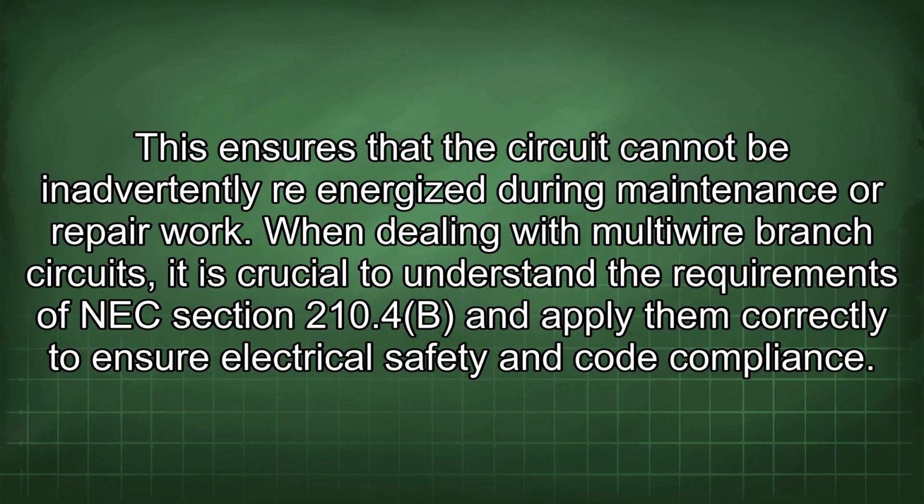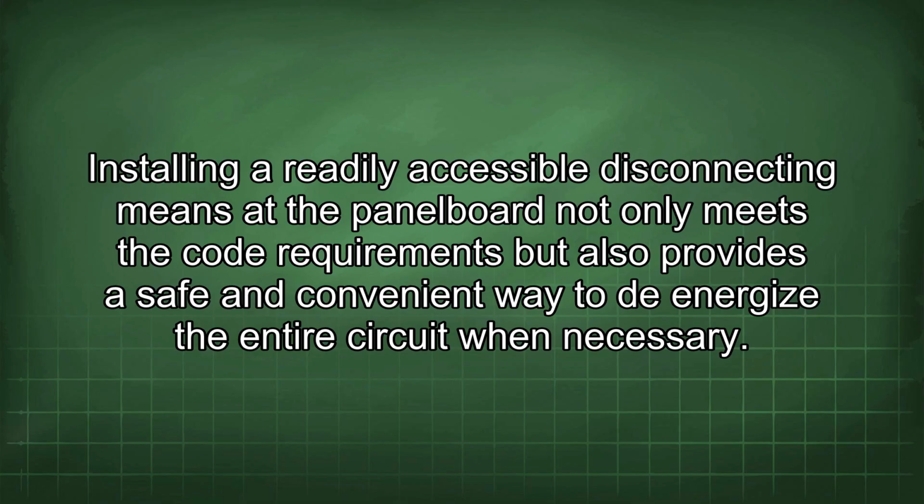When dealing with multi-wire branch circuits, it is crucial to understand the requirements of NEC Section 210.4(B) and apply them correctly to ensure electrical safety and code compliance. Installing a readily accessible disconnecting means at the panel board not only meets the code requirements but also provides a safe and convenient way to energize the entire circuit when necessary.